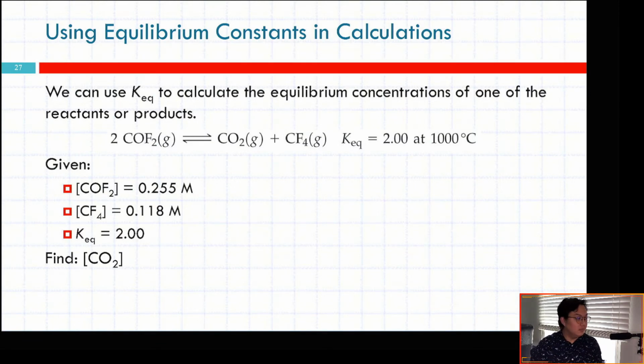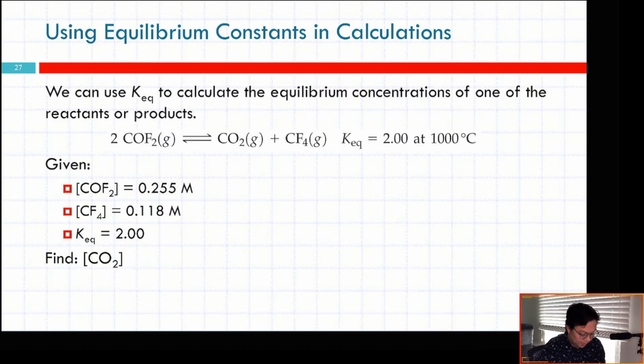All right, so I mentioned this, but we can use our KEQ to calculate equilibrium concentrations of one of the reactants or products. If you're given all but one of your reactants or products and the equilibrium constant, you can calculate that missing number at equilibrium. So if we have this reaction at equilibrium, we're given a concentration of COF2, and then it's decomposing into carbon dioxide and carbon tetrafluoride. What is the concentration of CO2 at equilibrium for this reaction?